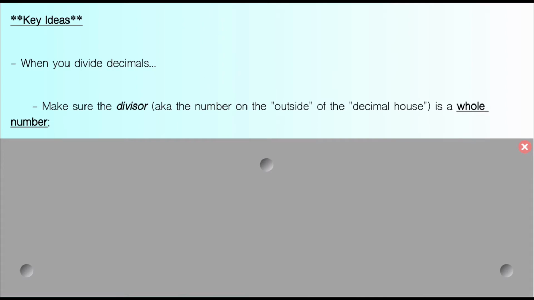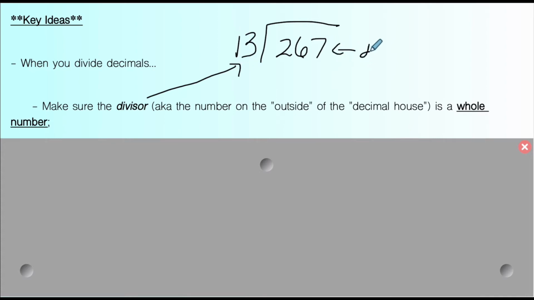So when you divide decimals, first off, you need to make sure that your divisor, and little math vocab. If this is my division problem, just making up random numbers, the divisor is the number that's on the outside of, I'll call it, the decimal house. Some people refer to this as decimal house division. So the divisor is the number on the outside. The number on the inside, just as an aside, is called the dividend.